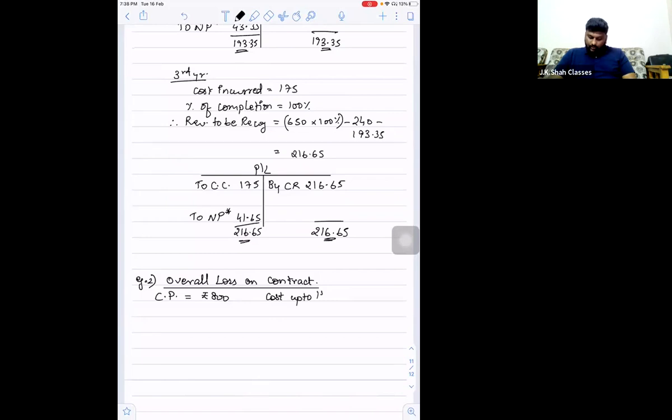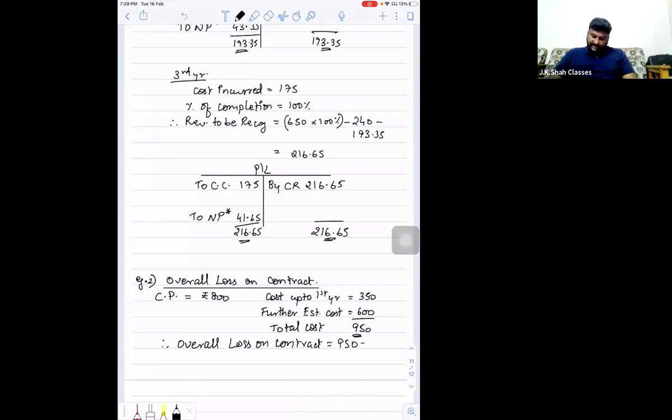Cost up to first year, say 350. Further estimated cost is say 600. So 950 is the total cost. So therefore, overall loss on contract. How much? So 950 minus 800. So there is an overall loss of 150 rupees.